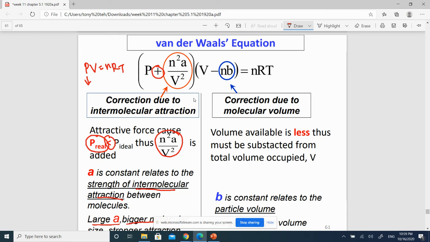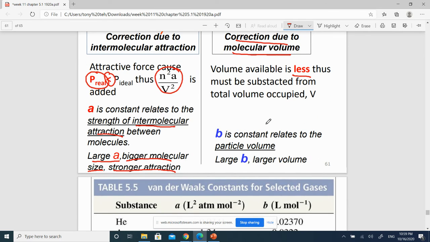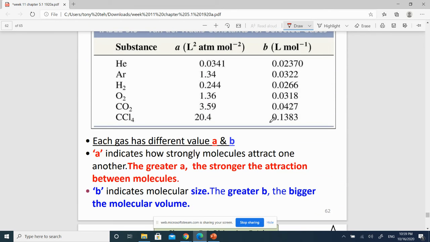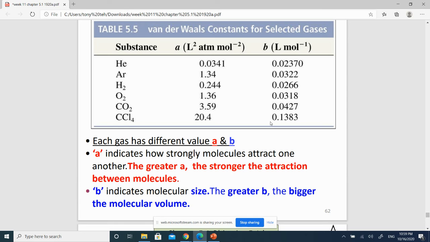Another one is the correction due to the molecular volume. The volume available is less, thus it must be subtracted from the total volume occupied. So b is a constant that relates to particle volume. The larger the b, the larger the volume. Each gas has a different value of a and b. The greater the a, the stronger the attraction. Same thing with b: the greater the b, the greater the molecular volume.